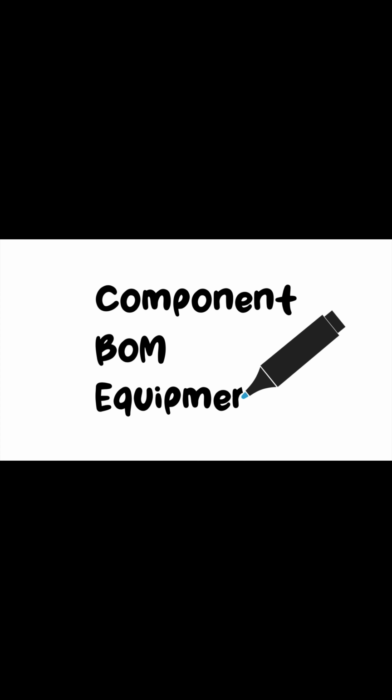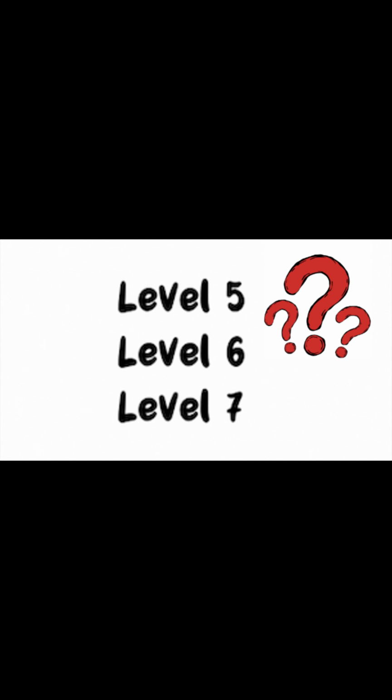Now today we're going to be looking at three things. We're going to look at the BOM, the equipment, and the components. This is one of the confusions that many of us have in SAP PM. We find it very difficult to understand the differences between these. So in this video, I am going to explain the difference between these terms. And we are going to start with explaining equipment.